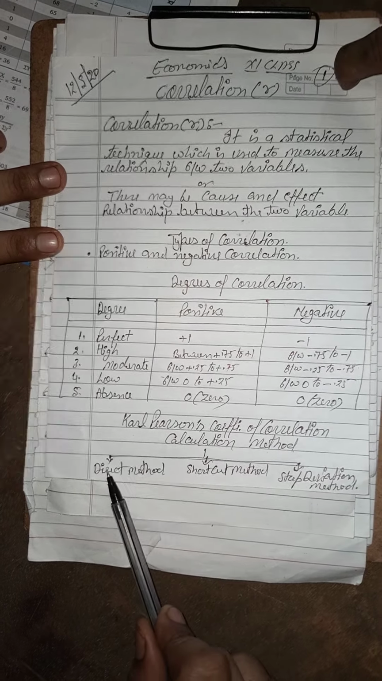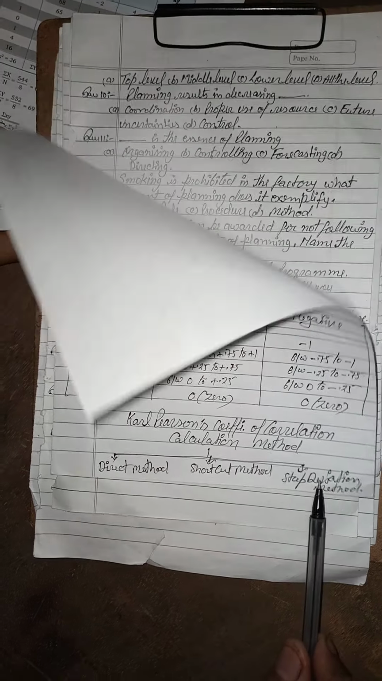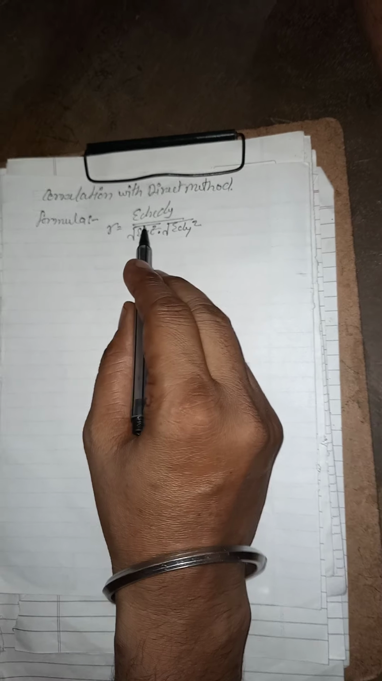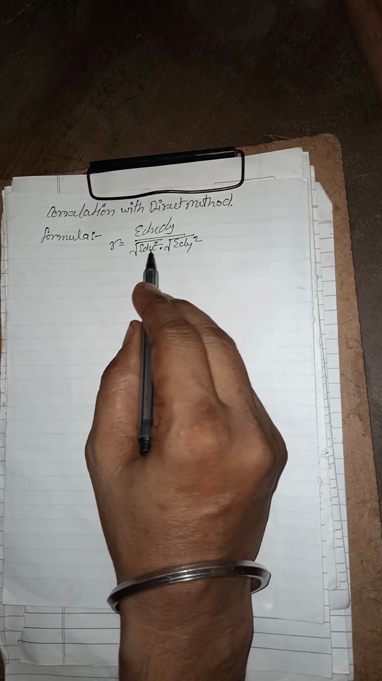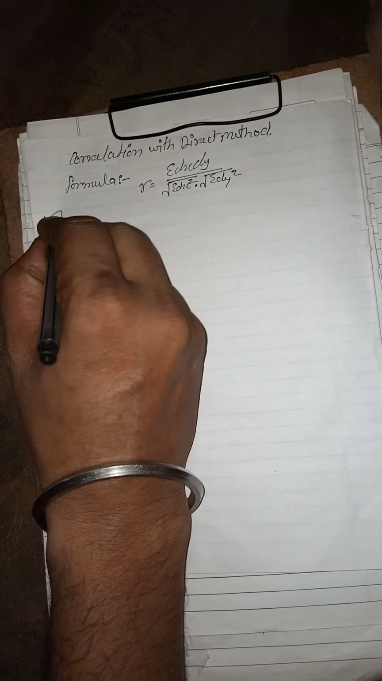We have three methods: direct method, shortcut method, and step deviation method. First of all, we will find correlation with the help of the direct method. The formula of the direct method is r is equal to summation dx dy divided by the square root of summation dx square into summation dy square. Clear? We will solve it with the help of a question.